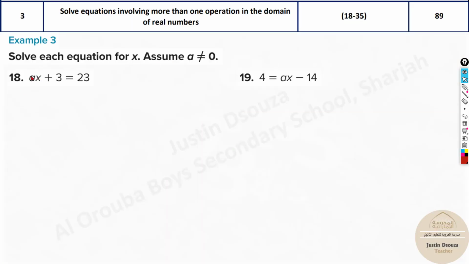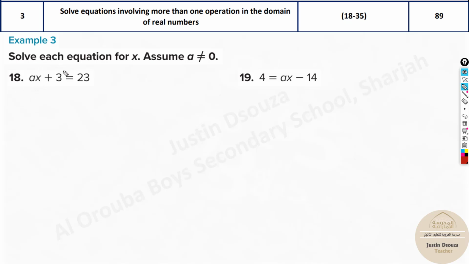Here you can see there is a, which is unknown, then x, which is also unknown, plus 3 equals 23. Solve each equation for x. We need to solve for x, and a cannot be equal to 0. If it's equal to 0, this is nullified. It doesn't make sense. Okay? So a is not equal to 0. It can be any real number other than 0, and we need to solve for x. Consider a to be just a random number. Let it be any number, but just don't solve it.